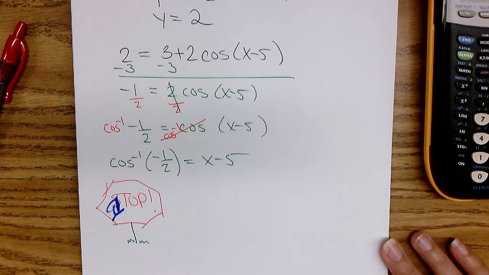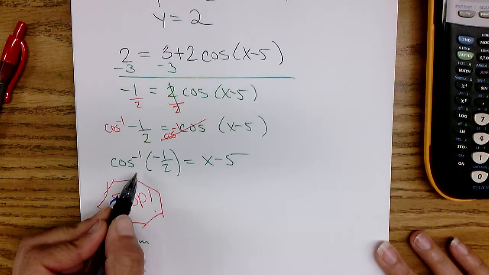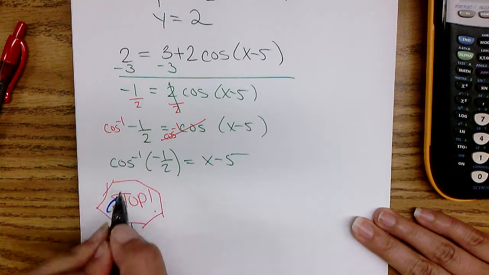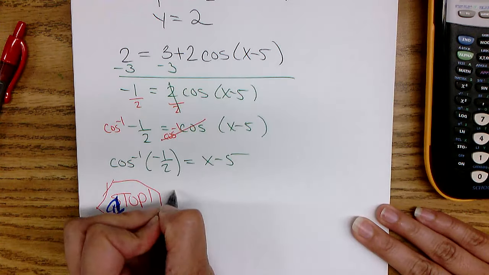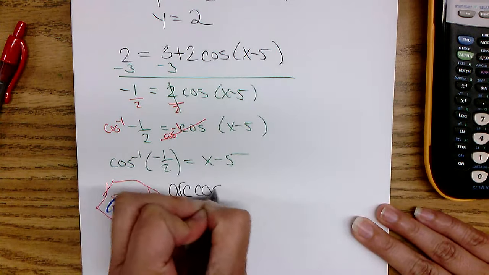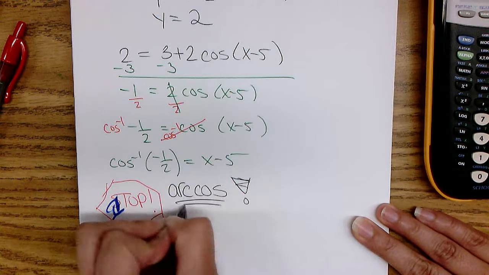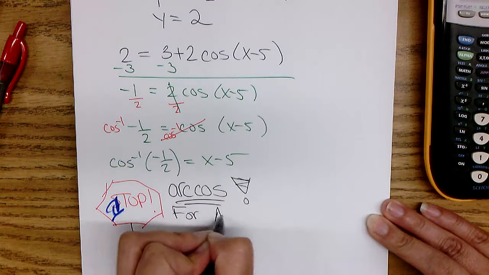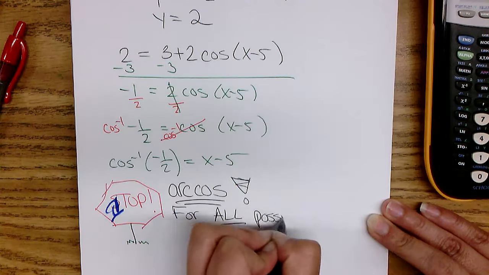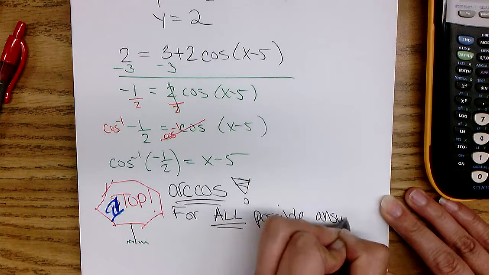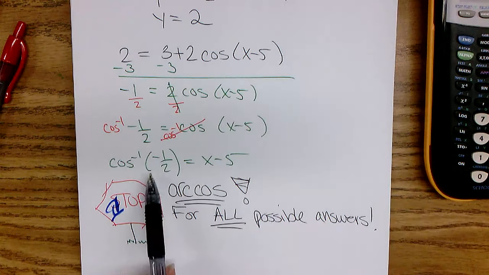All right, so really important. Cosine inverse. If I want all possible answers, I stop here before I add the 5 and I use arc cosine for all possible answers. Because if I plug this in my calculator, it only gives me 1. And what was the goal of the problem? To find the first 4 positives. I can't get 4 positive answers out of one thing from the calculator.